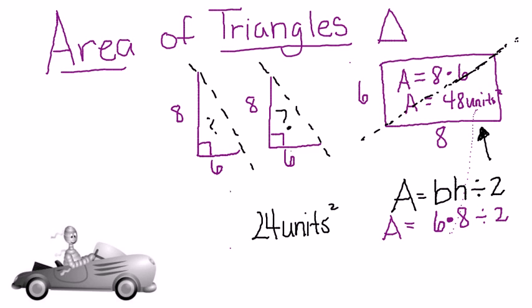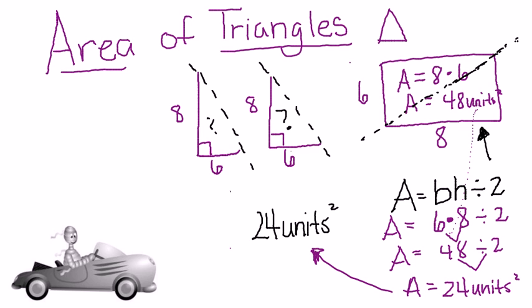All right. So the area here, this would be 48 divided by 2. Do the math. Area equals 24 units squared, which is exactly what we came up with when we just thought logically. If you take a rectangle, cut it in half, that'll be half the area. All right.